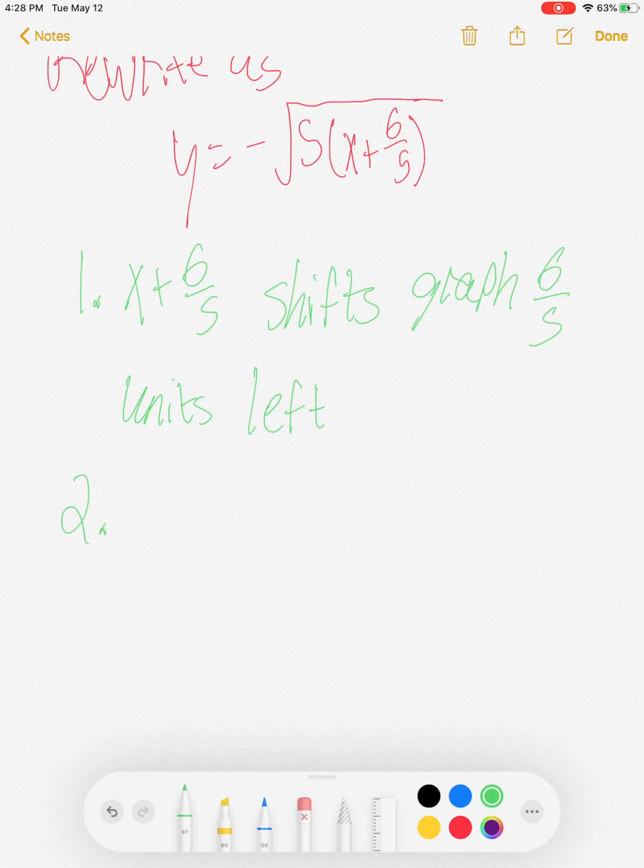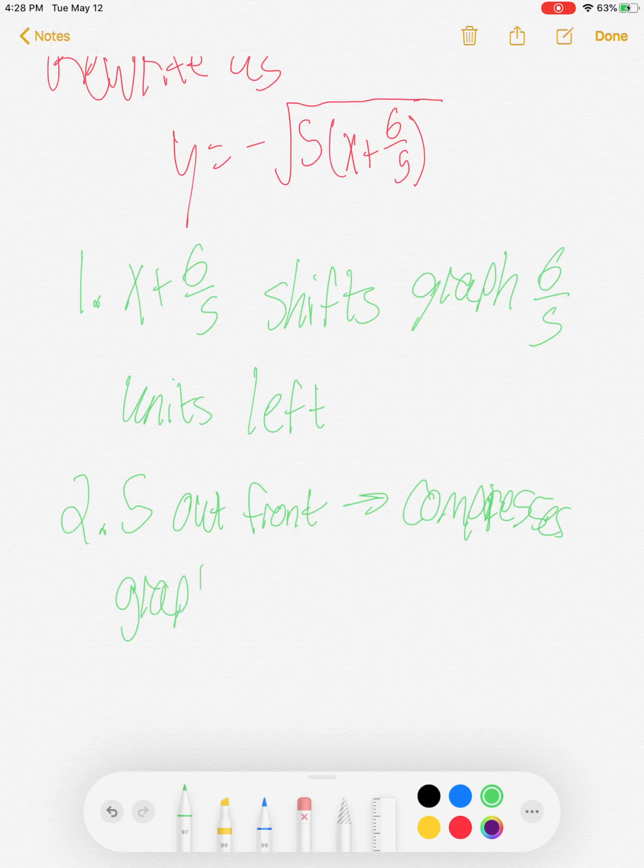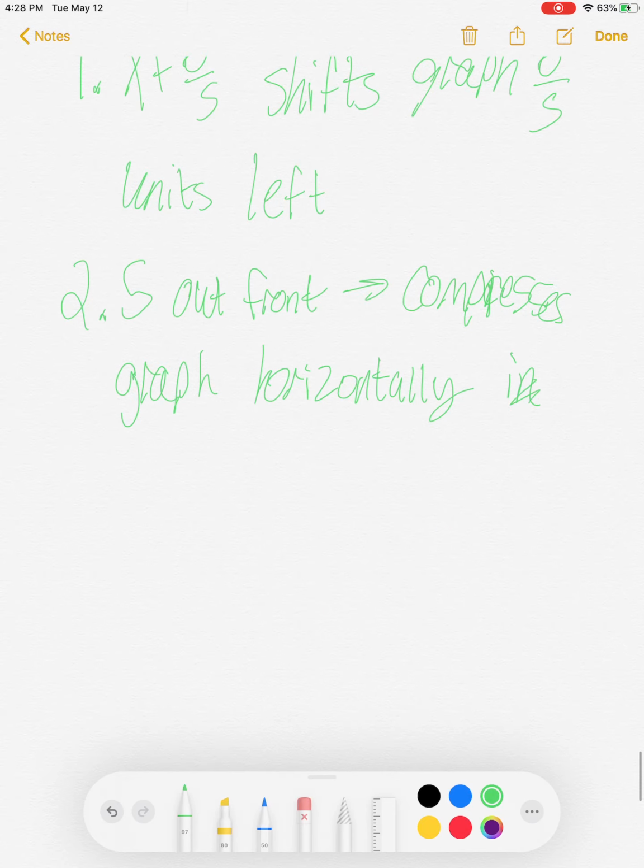Okay, now the second thing that we're noticing is this 5 out front. So the 5 out front compresses the graph, that's an R, compresses the graph horizontally, because it's in the x direction, because it's compressing here, it's right here with the x. It compresses the graph horizontally in the x direction, by a factor of 5.